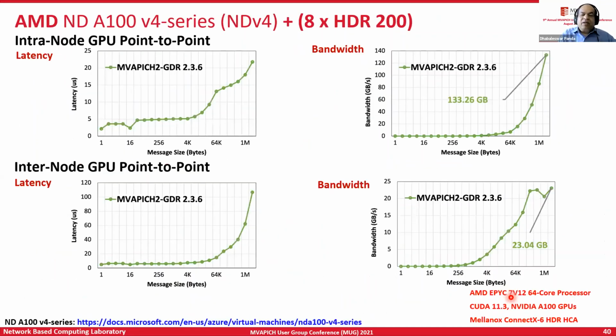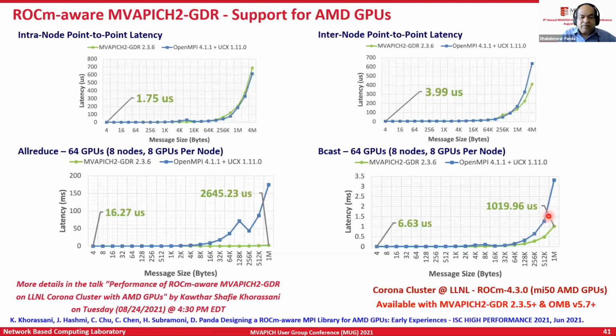So these are some of the numbers from the Azure instance. Thanks to the Azure folks for allowing us access here. This is their ND-V4 series. I think Jitin will be presenting from Azure a little bit later today. So here again, we are able to see the bandwidth within the node, internode GPU to GPU. This is the latest MVAPICH2-GDR, and we are able to give around 133.26 gigabytes per second, and then the bandwidth on the internode side is around 23 gigabytes per second.